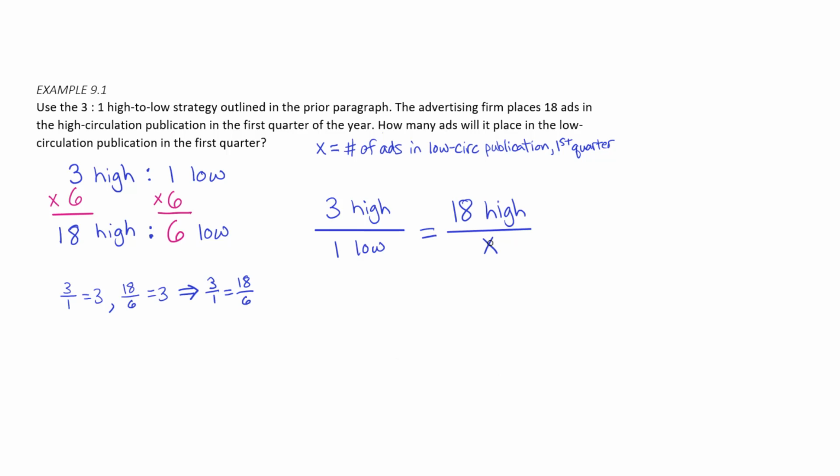So the ratio of 3 to 1 is on the left, and the ratio of 18 to x is on the right. X stands in for this unknown, which is what we should do in the first quarter with the low circulation publication ads. So now we have an equation. The two sides are equal. We have an equation with one unknown. We need to solve for x.